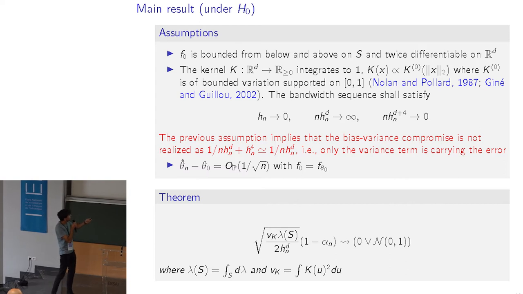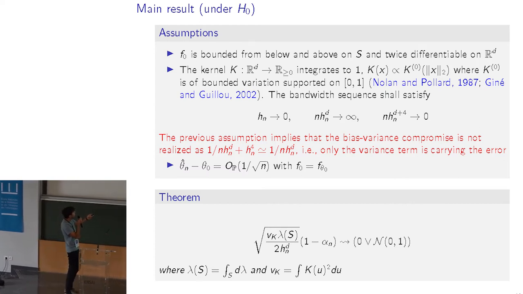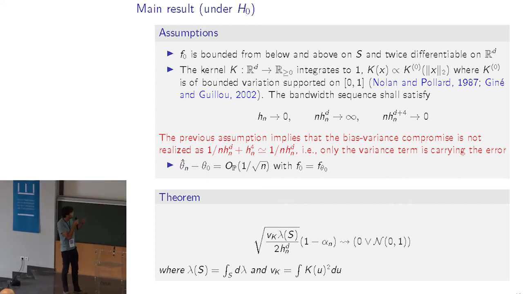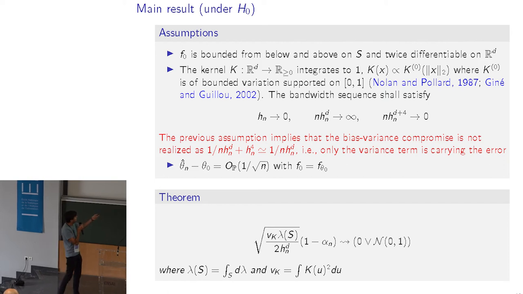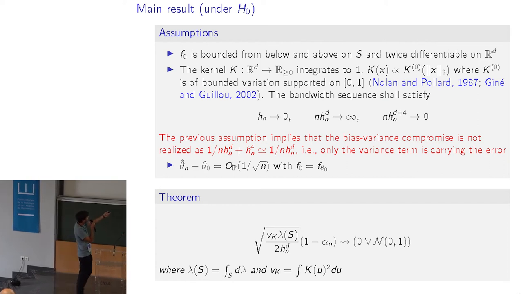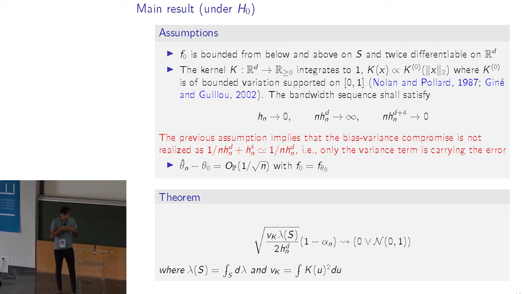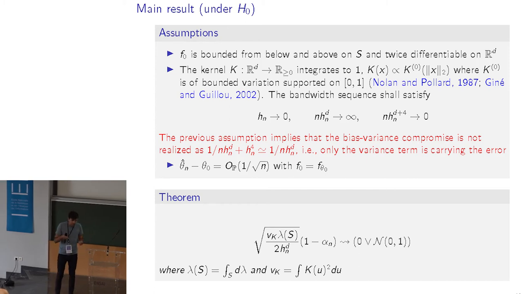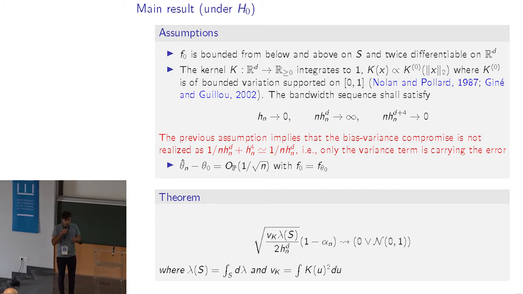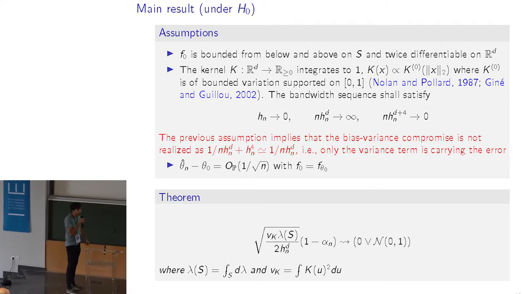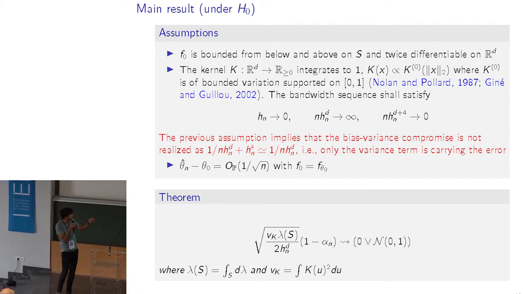Then I took from the empirical process literature a natural way to model my kernel. So my kernel should be a function of the norm. And then, with the bounded variation assumption, it's a fact that the class generated by my kernels is of VC type. This is useful in our proof. And here is an important point.